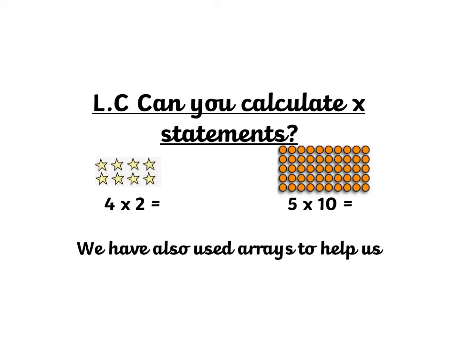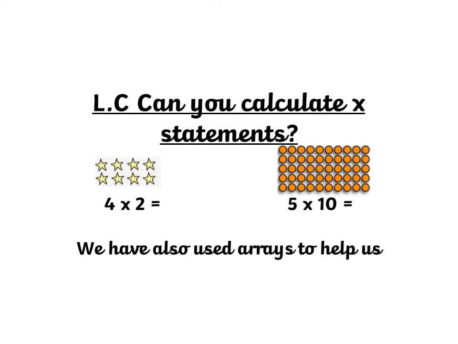So in year 1 and year 2, we have used arrays to help us. Those are the lines, the columns and the rows of objects or dots to help us count up and see what that times table looks like. Now we're going to move on to thinking about using a number line.